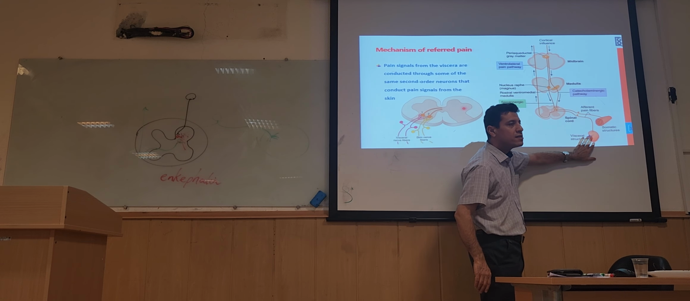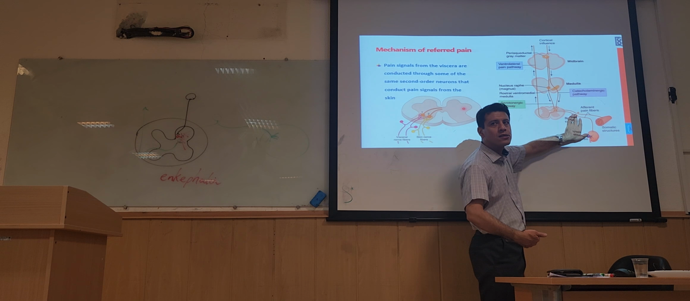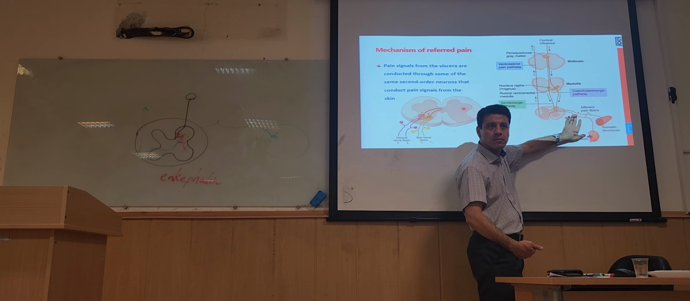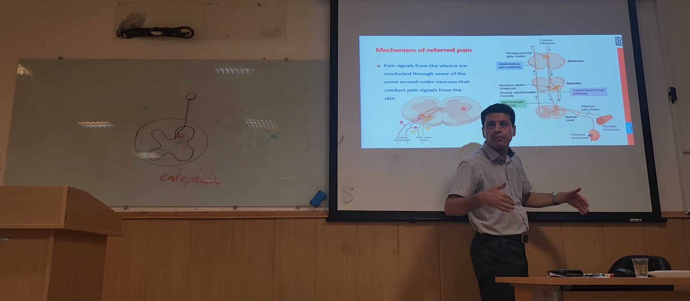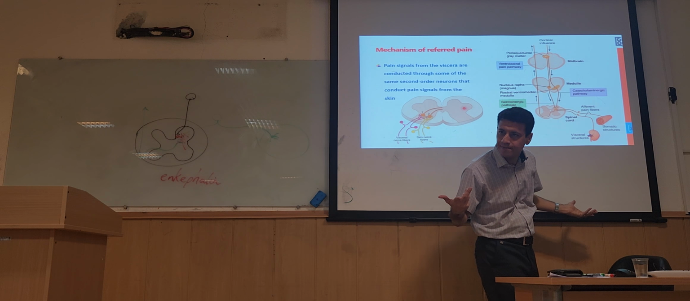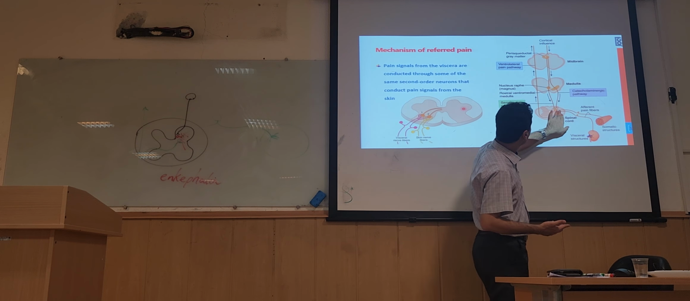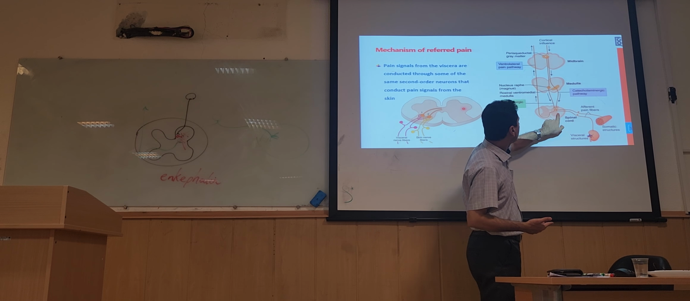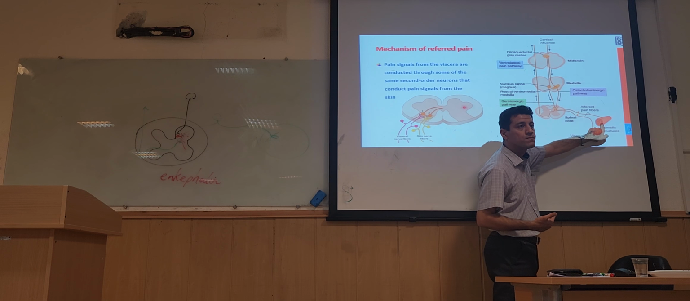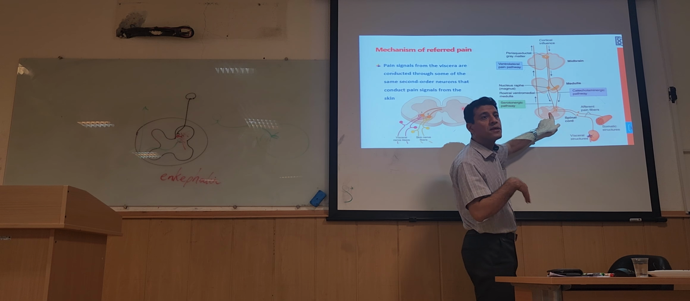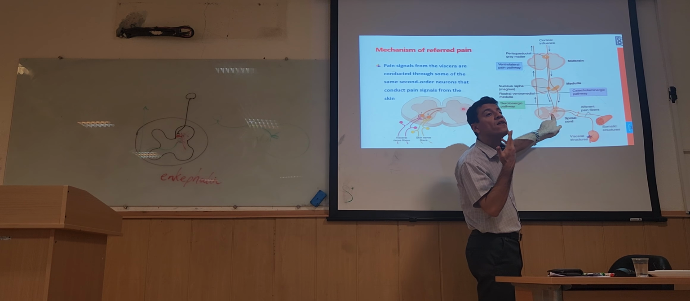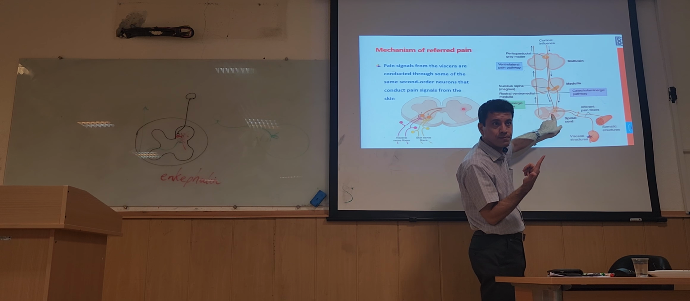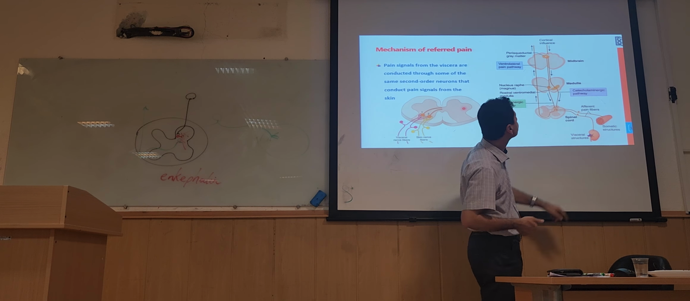So there may be a kidney stone. It's painful, but the patient feels the pain in the scrotum. Why? The brain doesn't know the presence of the kidney. The pain fibers come here. They terminate on the same neurons that carry pain signals from the scrotum. Right? So the patient feels pain in the scrotum, but there is nothing wrong with the scrotum. Right? That's it?